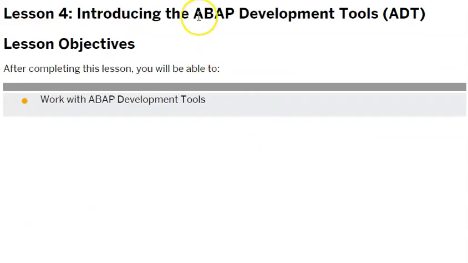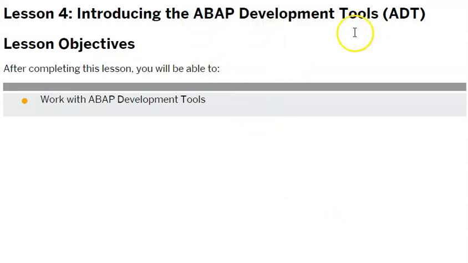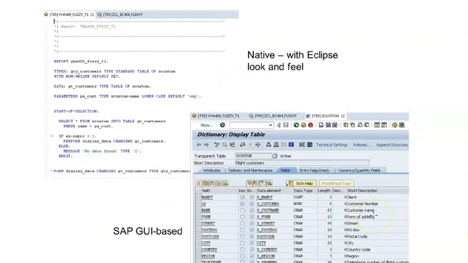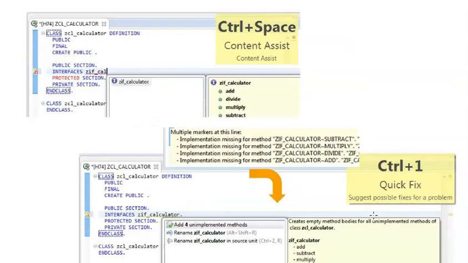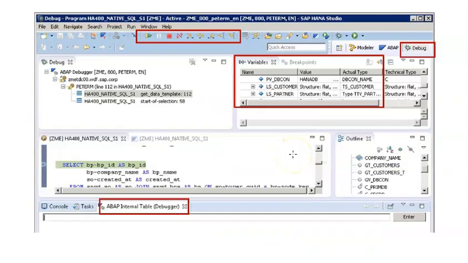The other day we were discussing the ABAP development tools. ABAP development tools are basically to integrate the ABAP platform with the HANA database. So everything that unites ABAP with the HANA database is ADT, the ABAP development tools. ABAP development tools come into the picture from where we can access the data in various systems. So we have SAP GUI. These are the fast shortcuts we have.